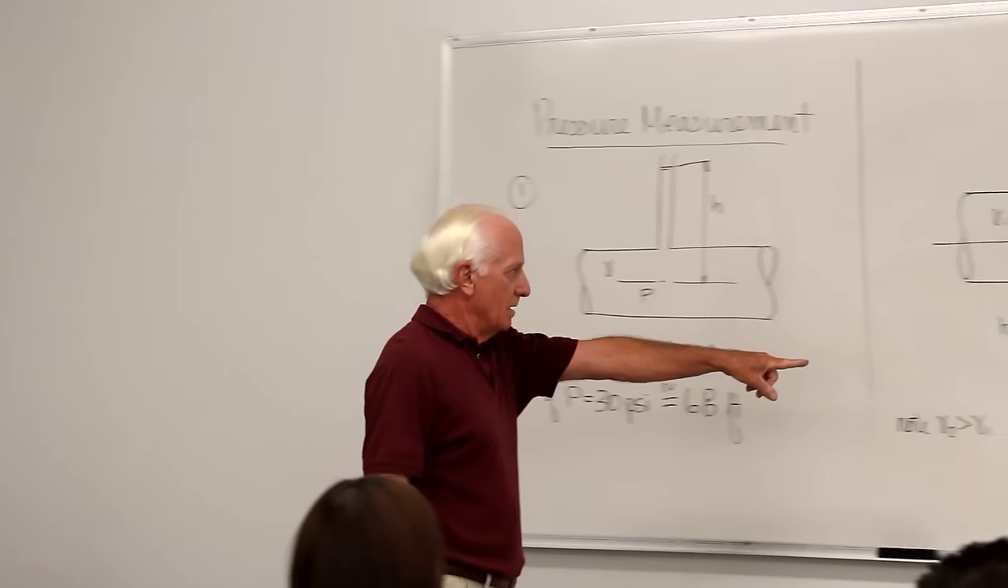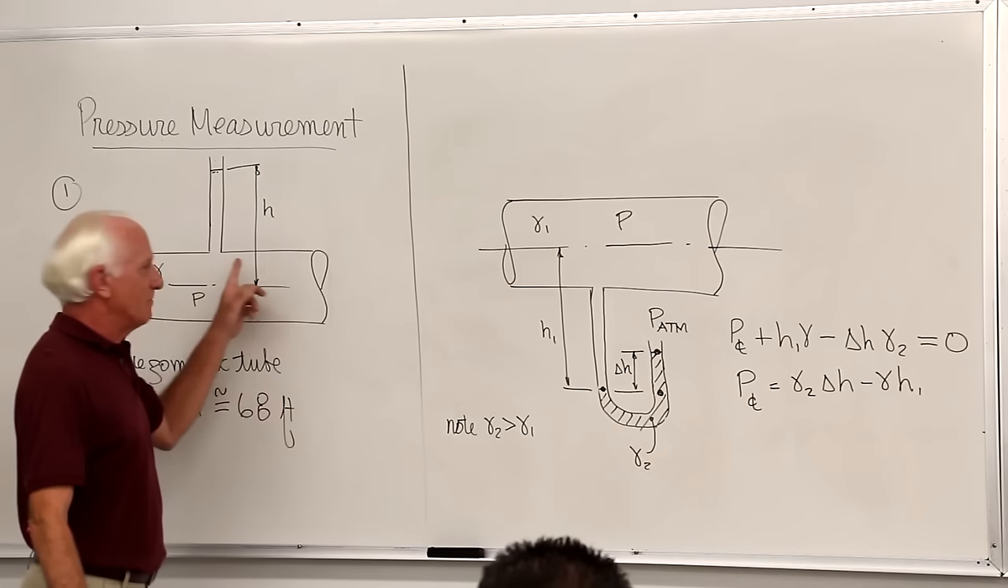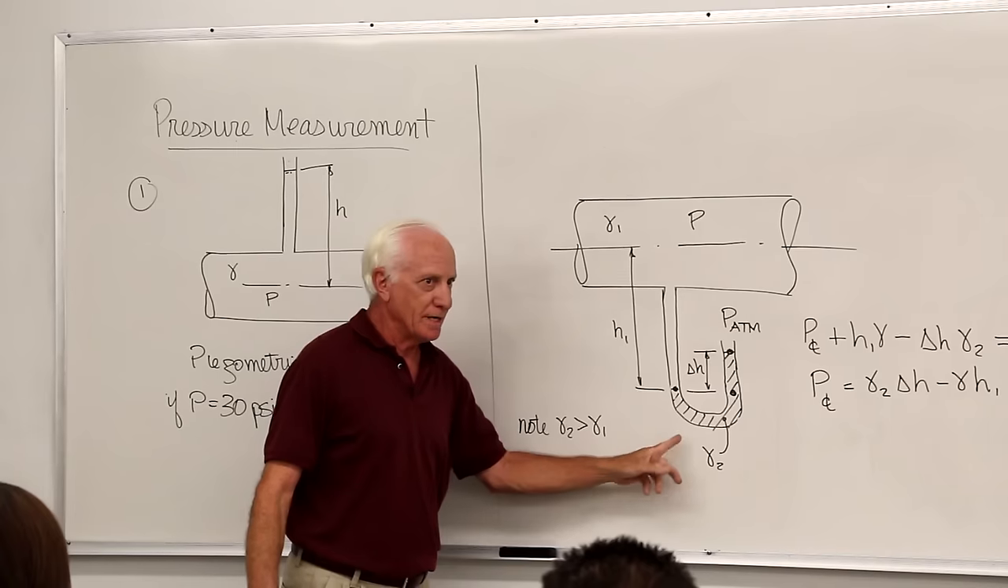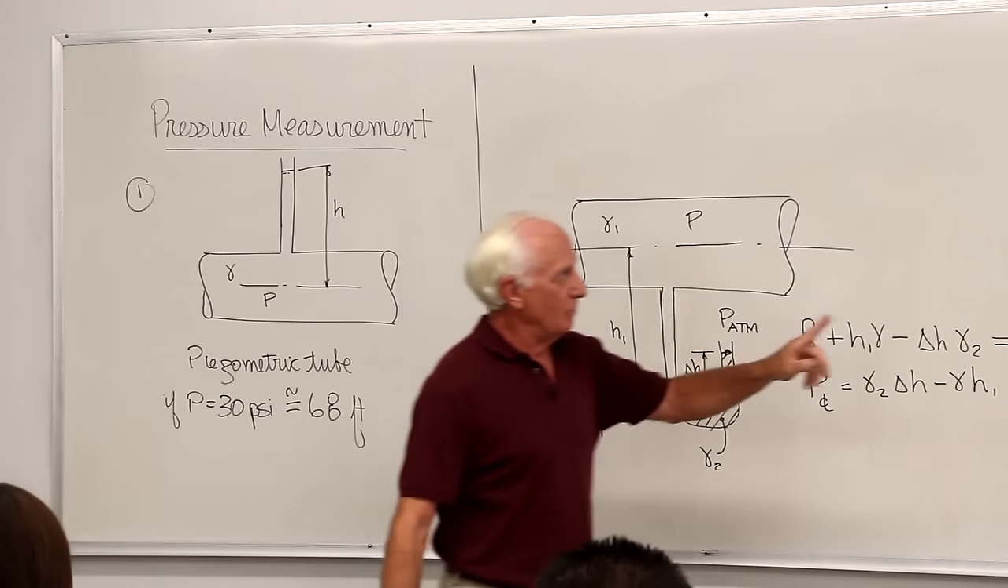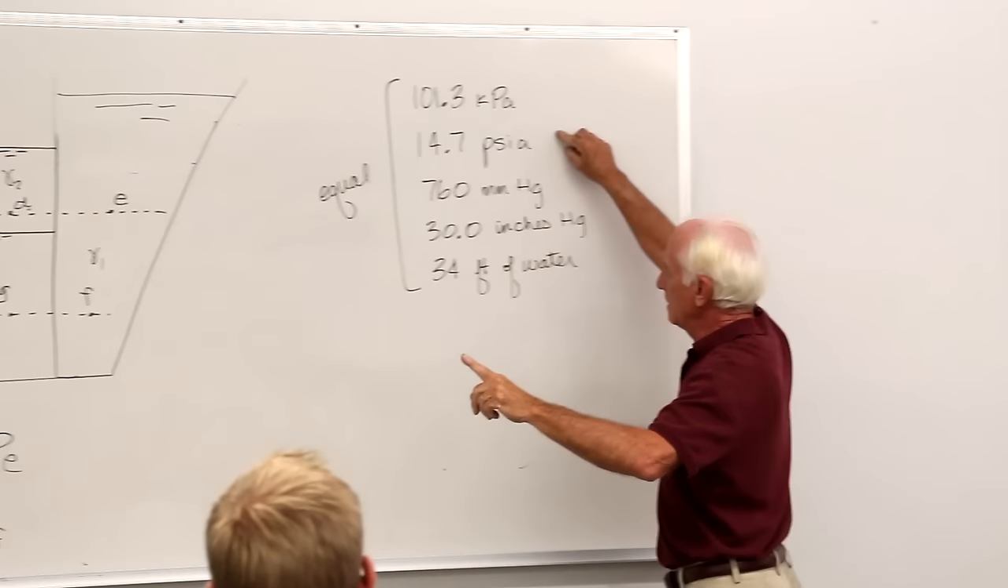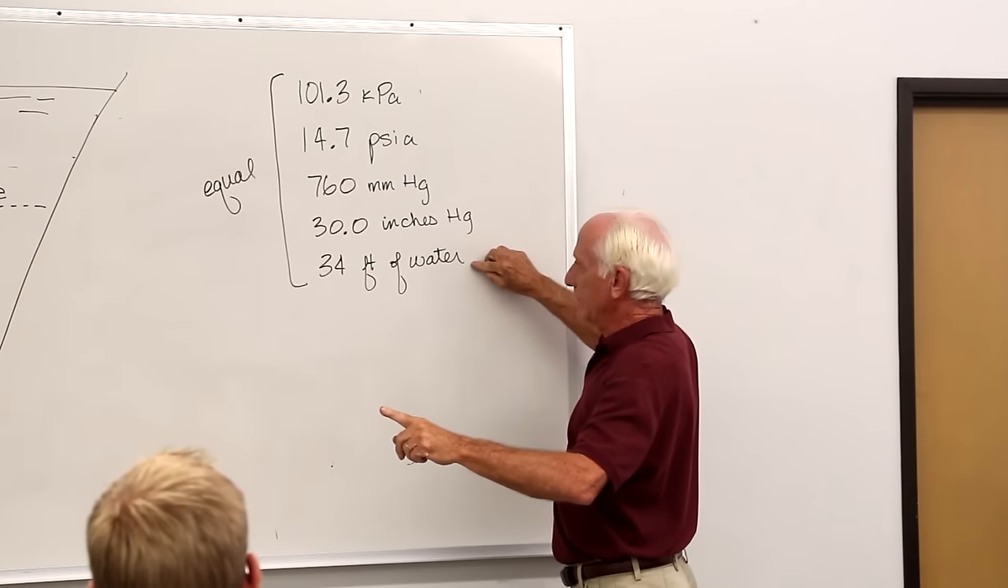Why do you use this guy here? Because I don't want to go up 7 flights to find what the pressure is. If I put mercury in here, remember what we did? We doubled it. The pressure was 30. How high was the water? 68 feet.